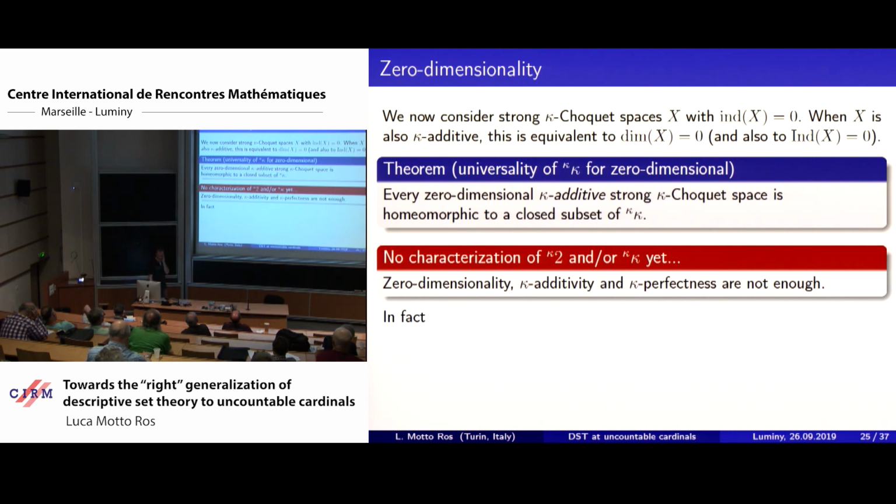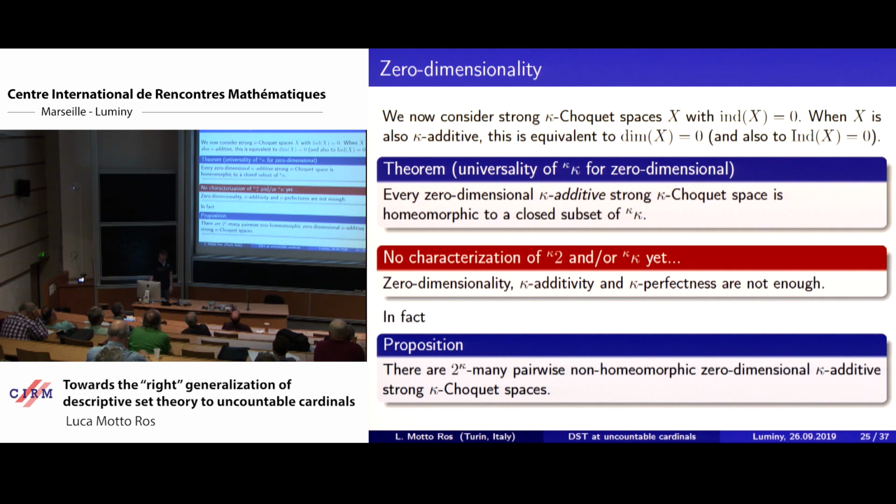So this is different. The zero-dimensionality, kappa additivity, kappa perfectness are not enough, and actually me and Philip proved that there are 2 to the kappa many pairwise non-homeomorphic spaces with all these features. So it's clear that this is not enough.